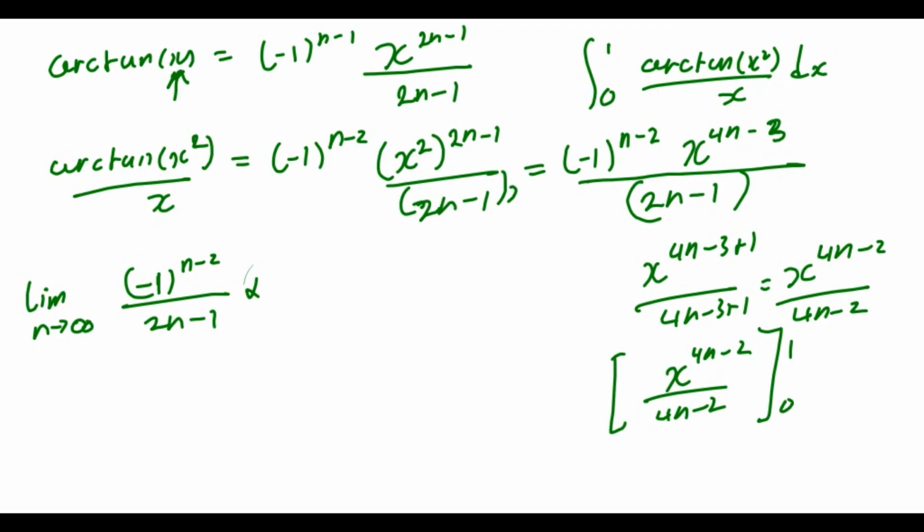If you plug in 0, you get a 0. So just plug in the upper limit. If you plug in 1 where there is x, regardless of what the power is, this will still be 1. So you just end up with 1 over 4n minus 2.